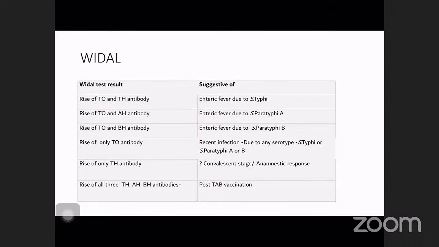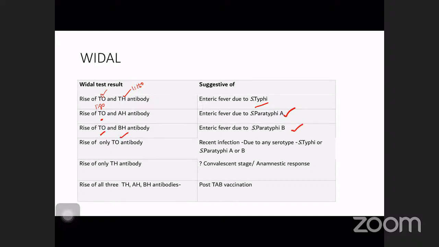Just taking Salmonella typhi, if it is positive for TO and TH antibody, then that is positive for Salmonella typhi. A rise doesn't mean 1 in 20 or 40; the O has to be 1 in 80 and H 1 in 160. Then only you can take it as positive. If there is a rise of TO antibody and AH antibody, that is positive for paratyphi A. If TO and BH antibody are raised, then that is positive for paratyphi B.